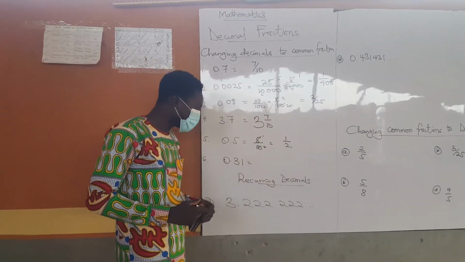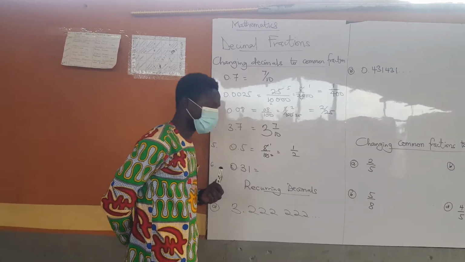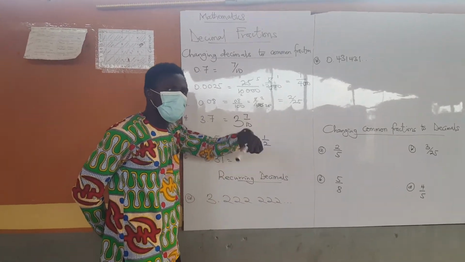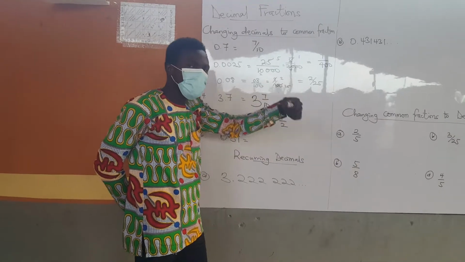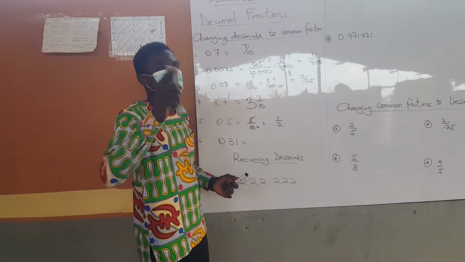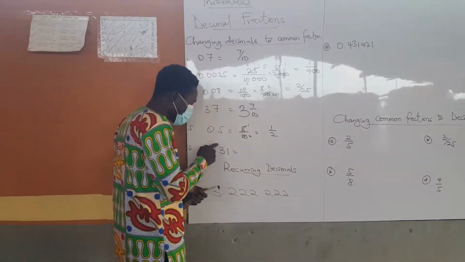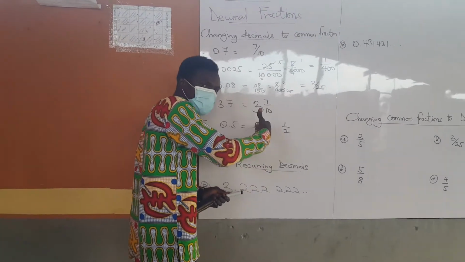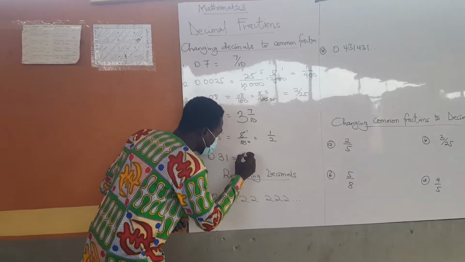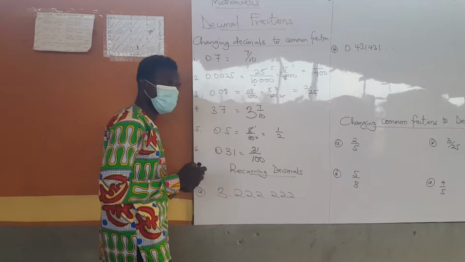Then we have the last one here, 0.31. After the decimal point, we don't mention the numbers as a whole, we just read them one after the other. So not 31, but 0.31. So this is tenths, hundredths. Because I ended on hundredths, this is going to give me 31 over 100.